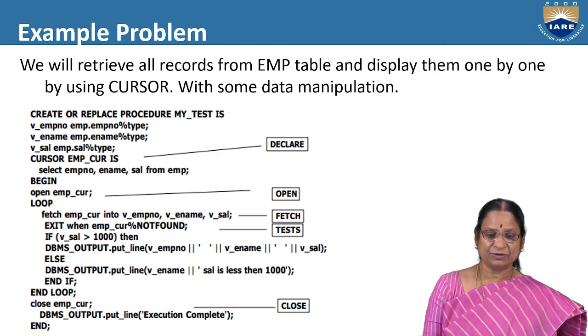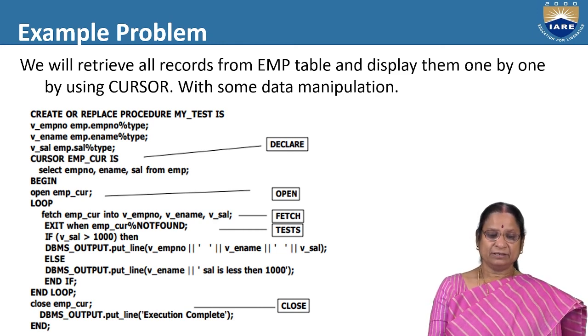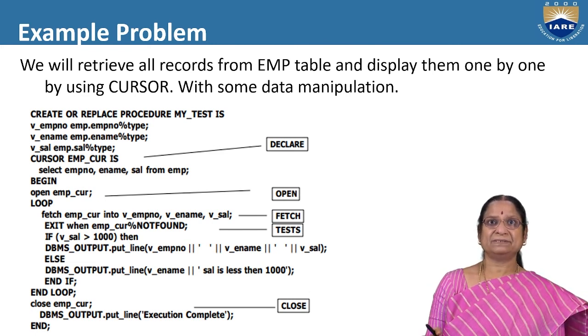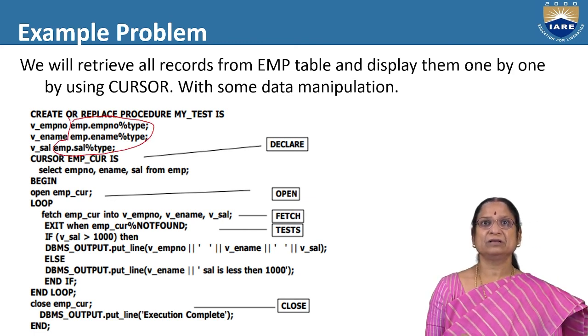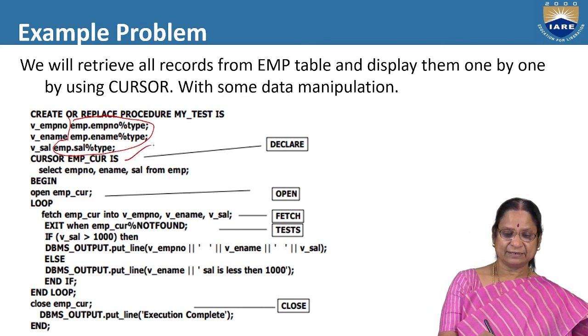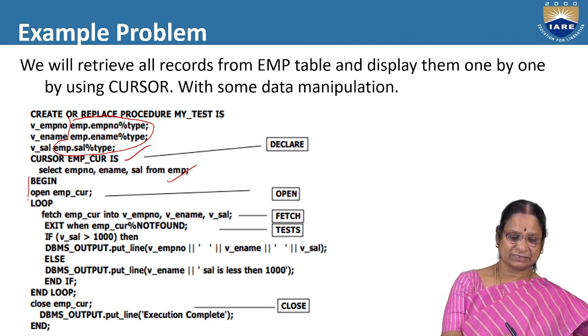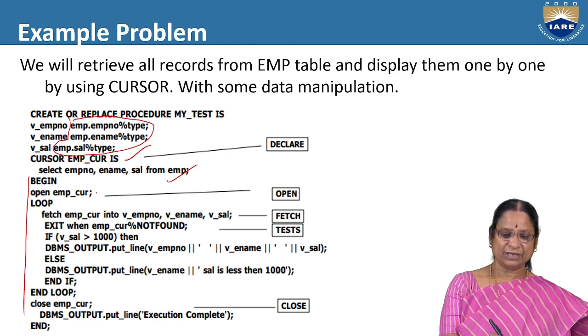Another problem is there. We will retrieve all records from the EMP table and display them one by one by using cursors with some data manipulation. So how many attributes? 3 attributes are there: EMP number, ename, and EMP salary. We are declaring them as local variables of the respective attribute types. And we are declaring a cursor here with a select statement, EMP_cursor. We are beginning the logic. What is the logic? The cursor was created here. We are opening the cursor.